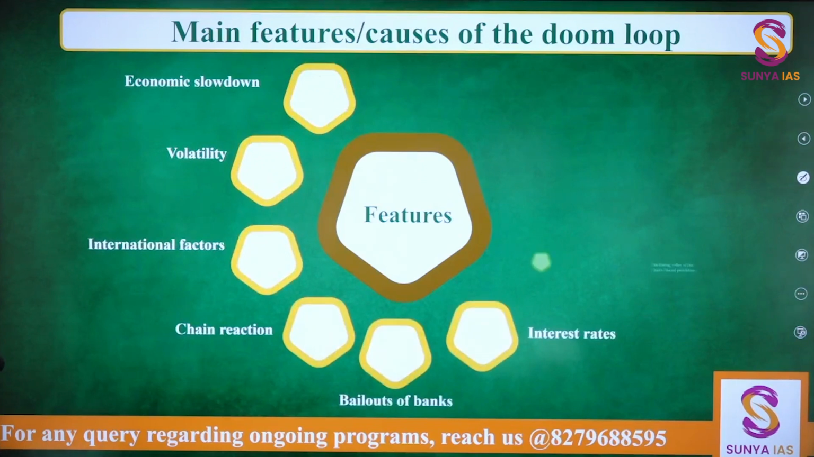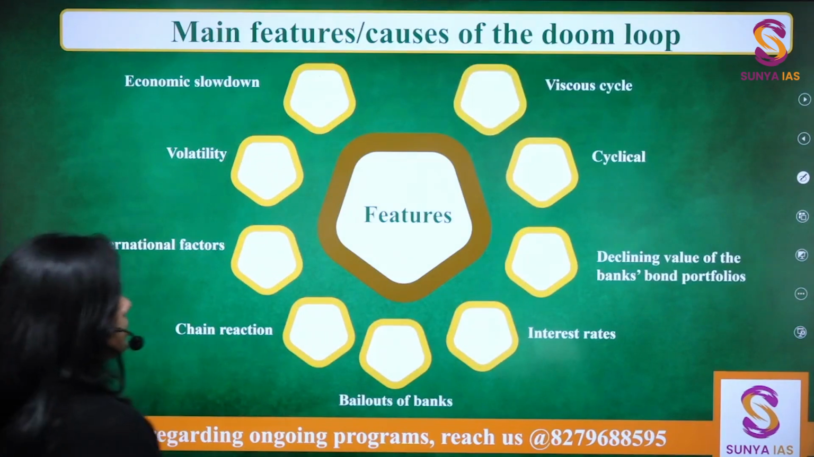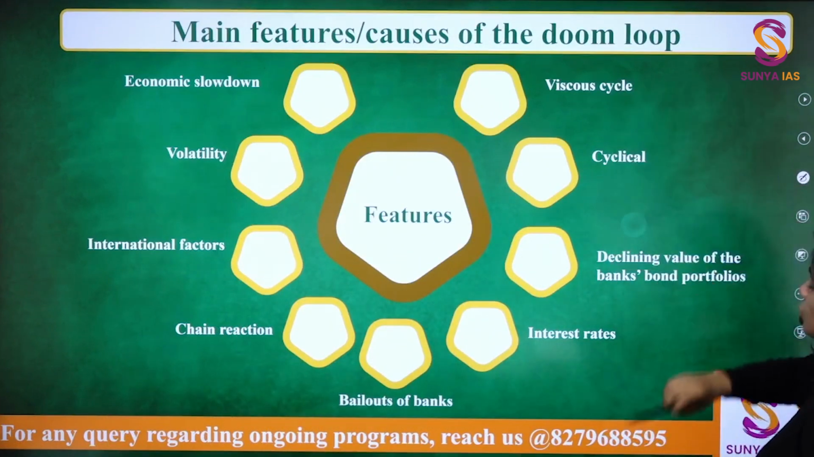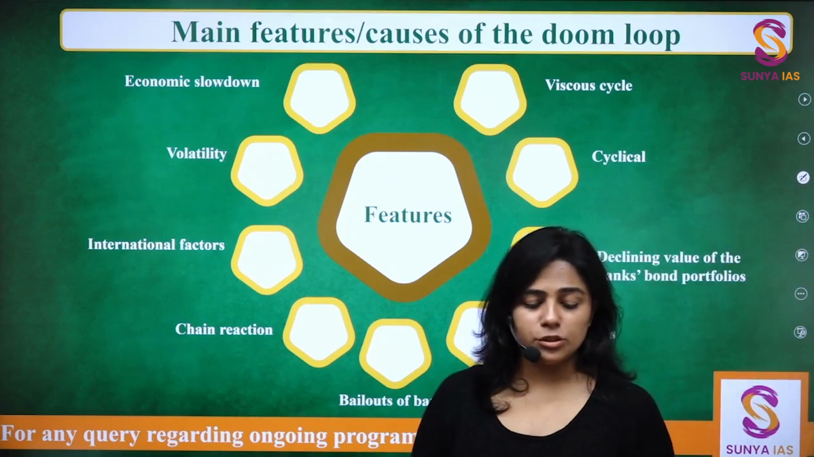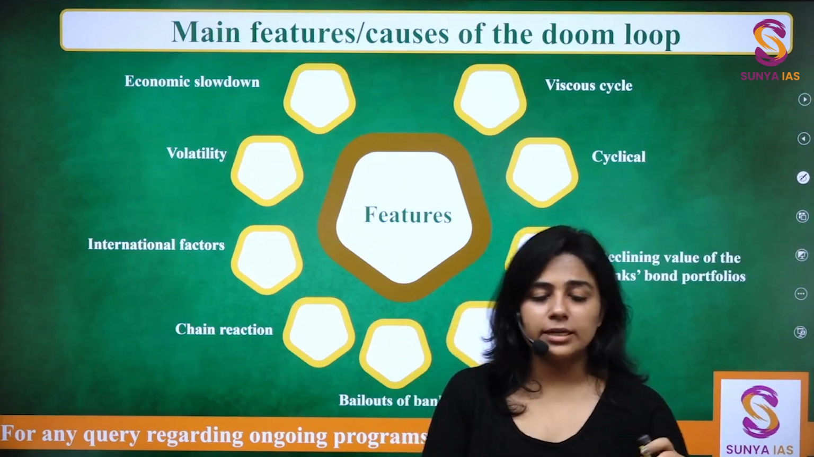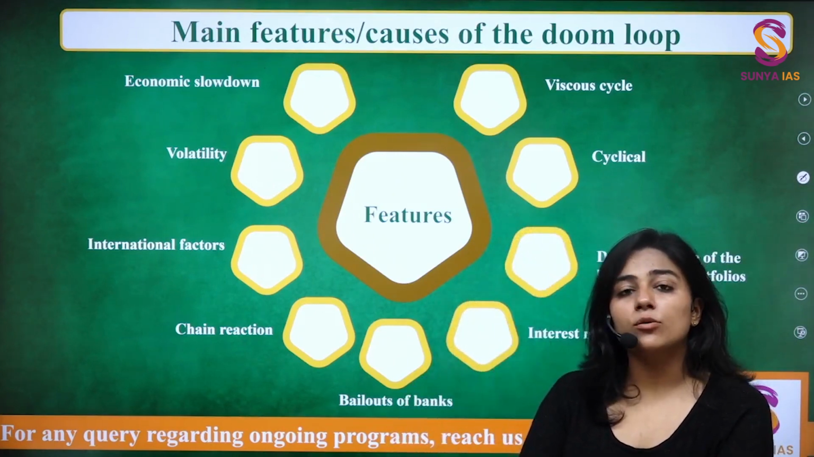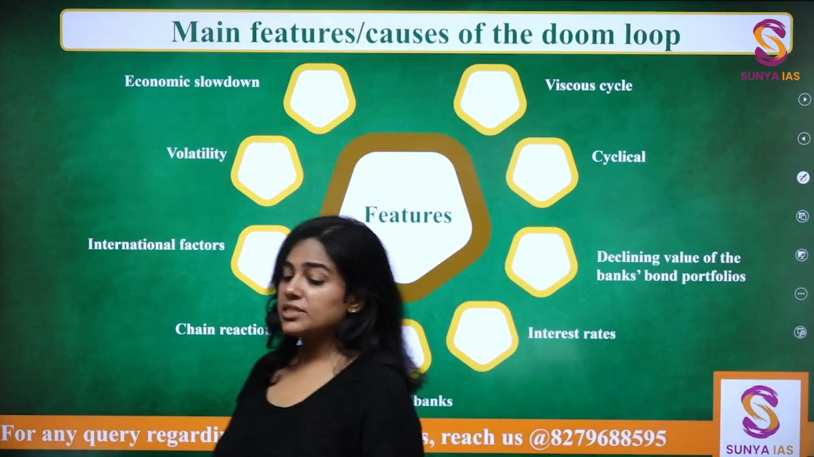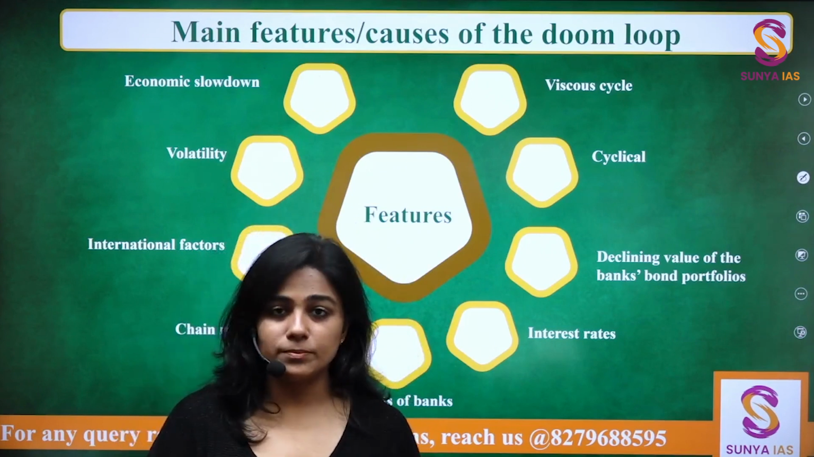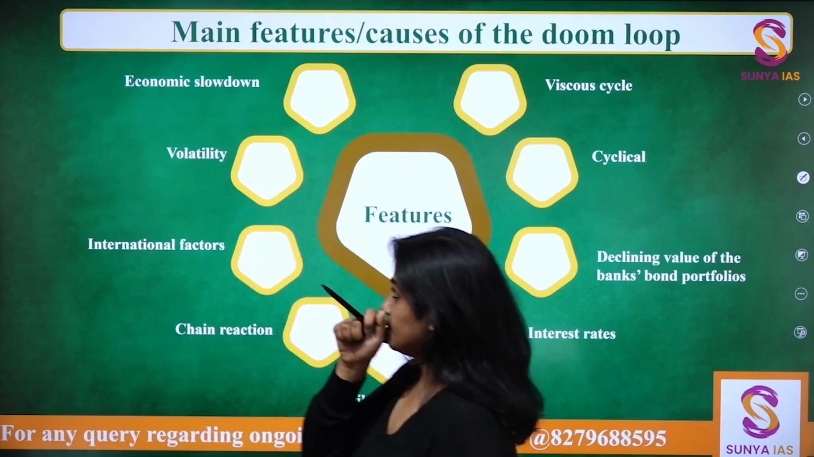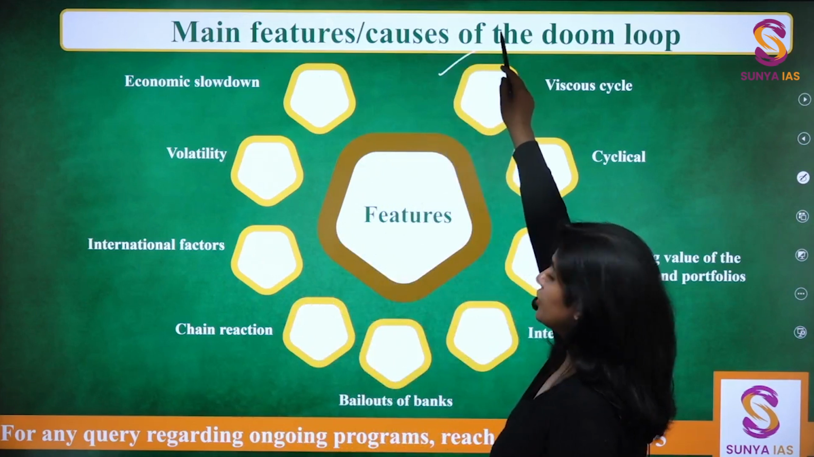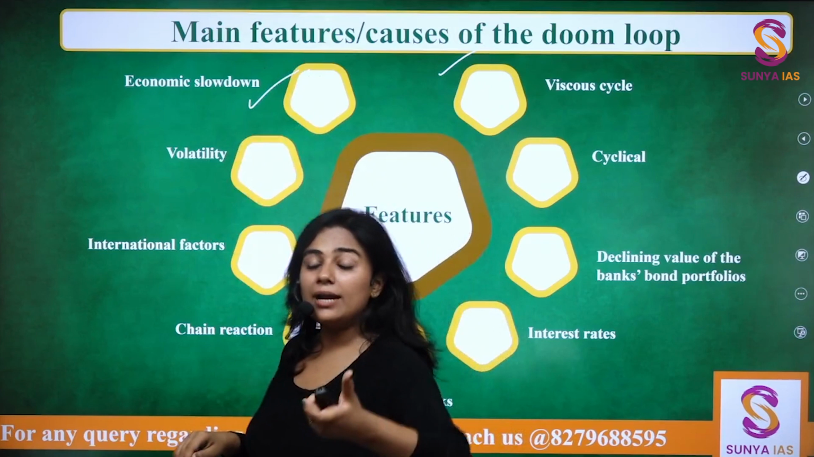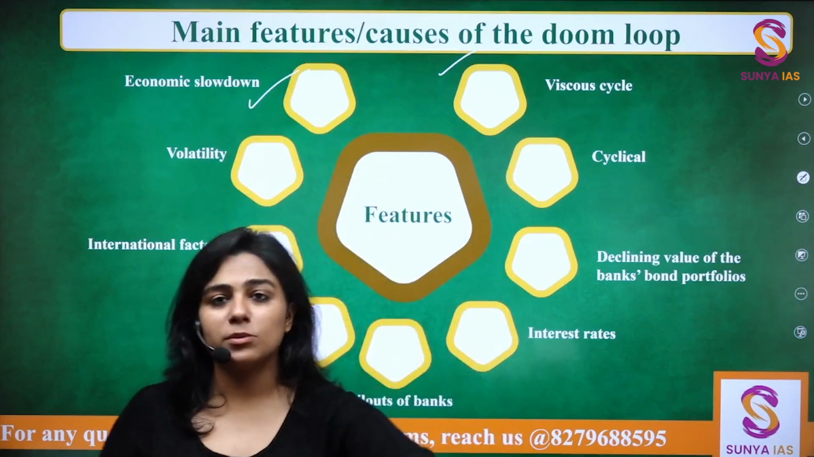So these are the factors of doom loop, as we just talked about. You don't need to know them in a lot of detail. You just need to know them superficially, so that if a question on economic slowdown comes, you are able to utilize the concept of doom loop in your answer. So, the features and causes will of course lead to an economic slowdown, and doom loop can be a result of economic slowdown also.